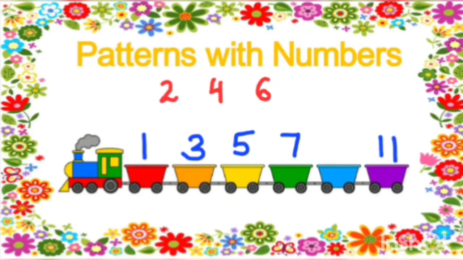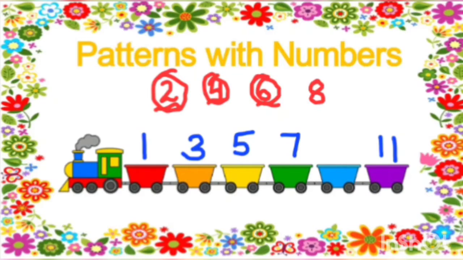So we can see a rule forming in this pattern. That is, every time one number is skipped. So number 2 is skipped and then number 3. Number 4 is skipped, then number 5. Number 6 is skipped, then number 7. What number comes after 7? Yes, after 7 comes number 8.